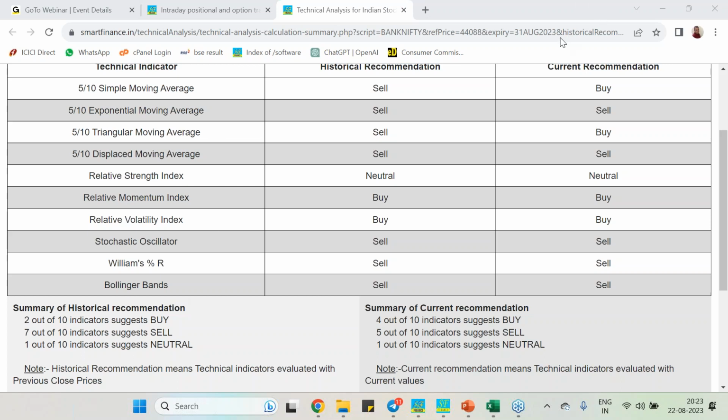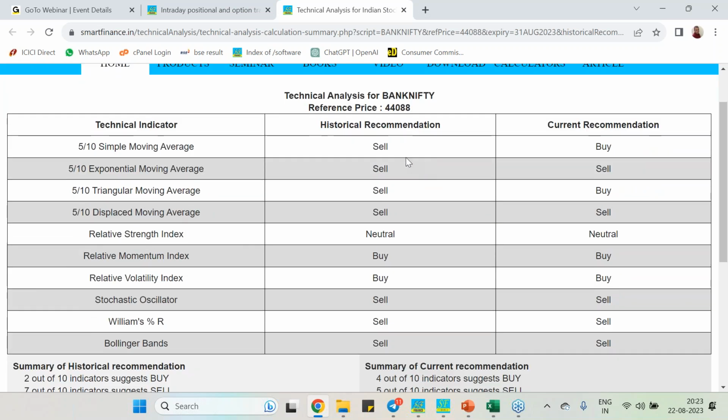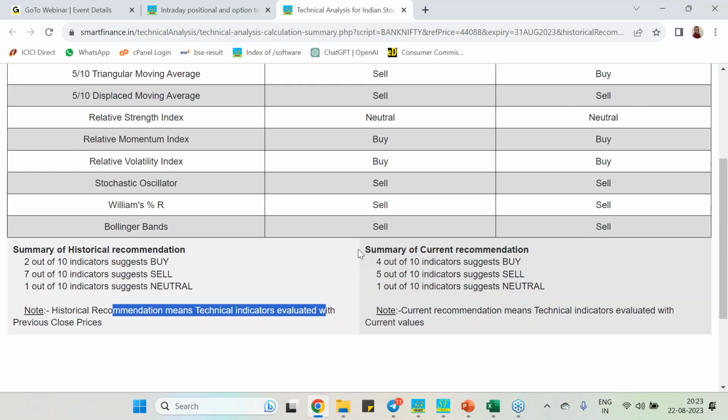Here the Bollinger Band is also not static at 2% standard deviation. What is the standard deviation in that instrument that we have used? So it is telling based on the historic recommendation. What is historic recommendation? Evaluated as per the previous closing. So whatever happened at the end of 21st August, based on that, these indicators have given these recommendations. Out of all 10 indicators, 2 suggested buying, 7 sell, 1 was neutral.